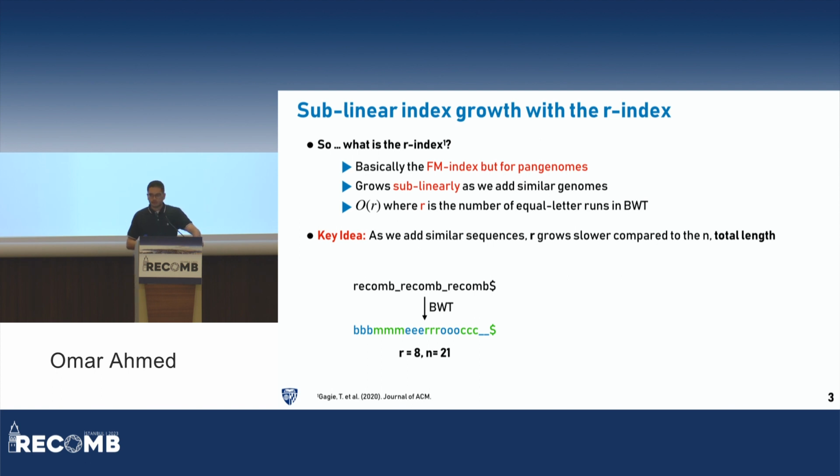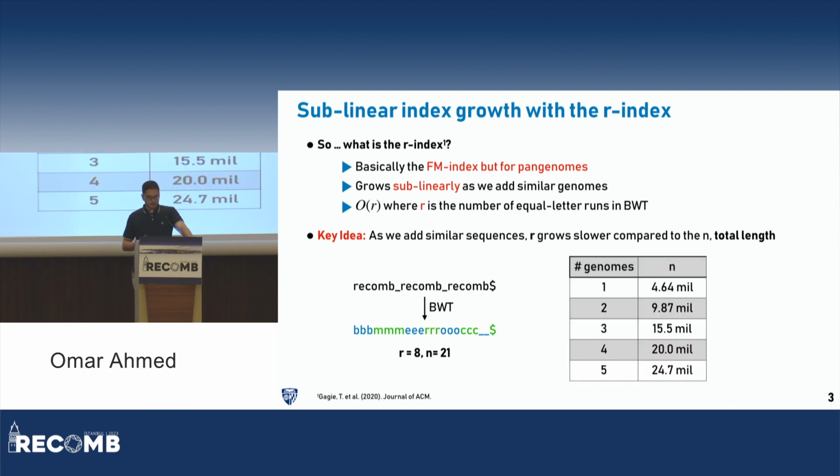And if we look at some examples on E. coli genomes, we see a similar effect where the length of the sequence n is growing linearly, but the number of runs grows fast in the beginning, and then starts to peter out. And that allows us to have a more efficient representation of a pangenome.